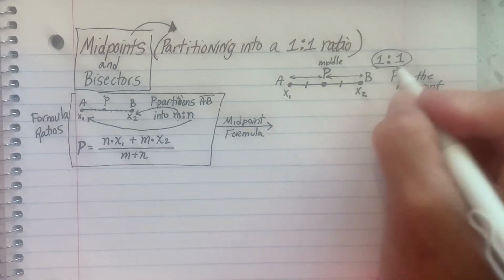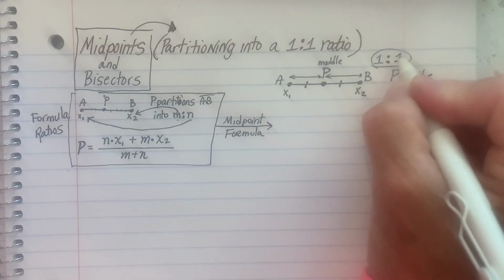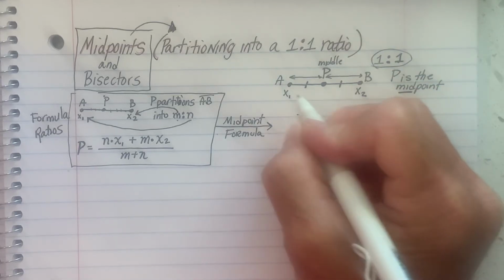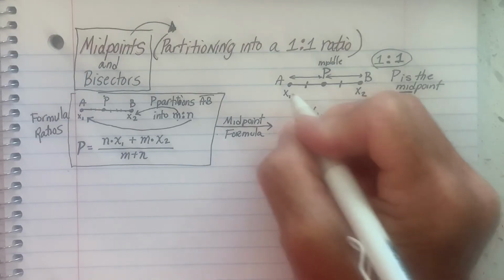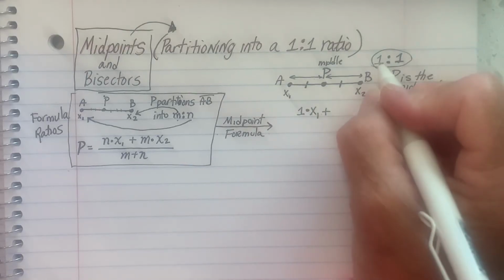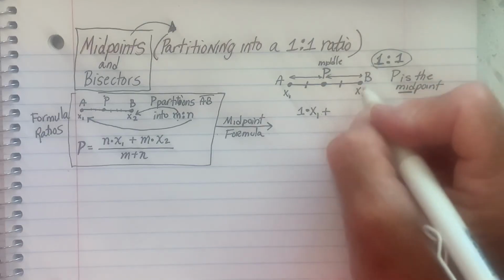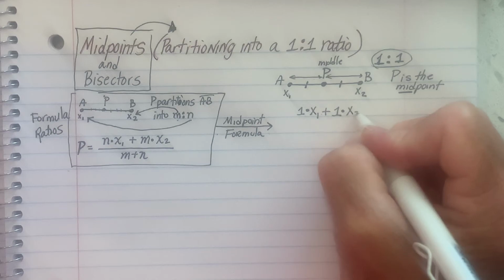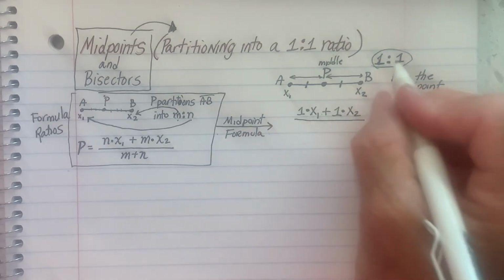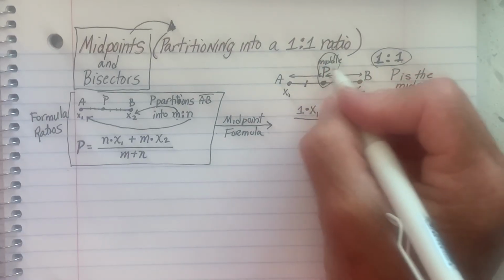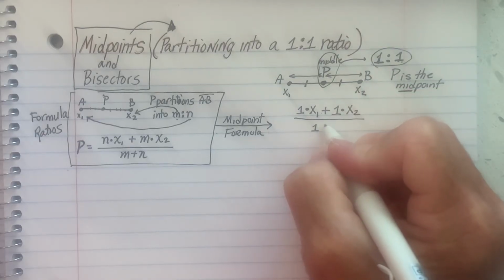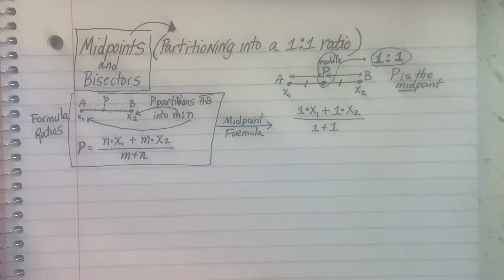But the formula says that you take the second number in the ratio, the n, which in this case is 1, and you multiply it by the first endpoint of the segment. To that, we're going to add the first number in the ratio, but that's also 1, and multiply it by the second endpoint, and then we're going to divide that by the sum of the two numbers in the ratio. But if P is in the middle, this will always be a 1-to-1 ratio, so we will divide by the sum of those two numbers.